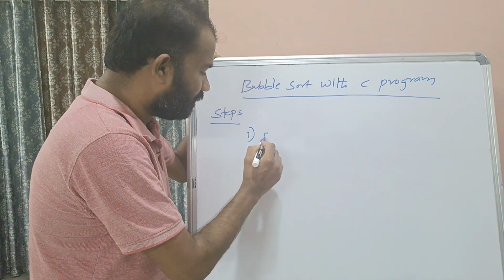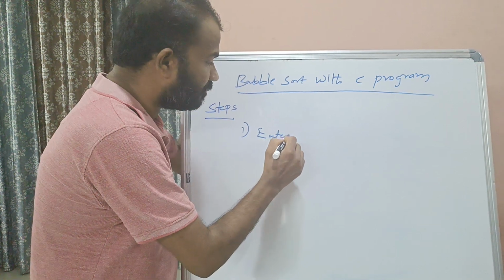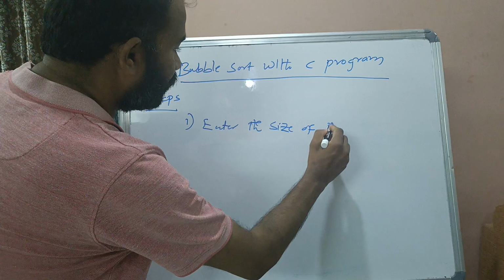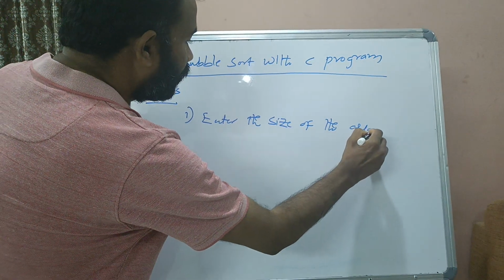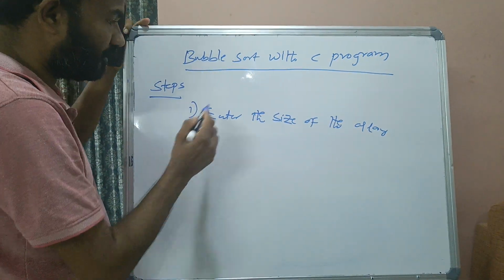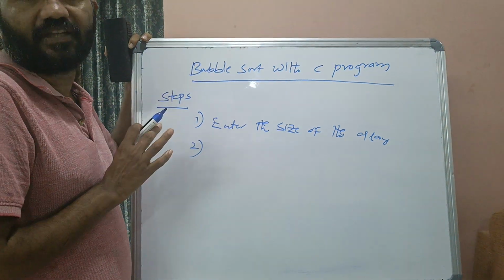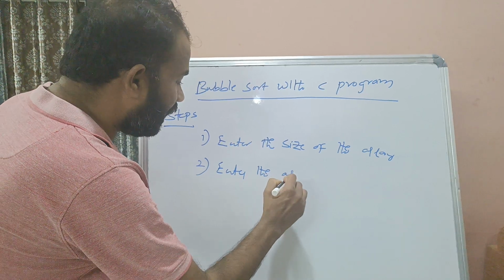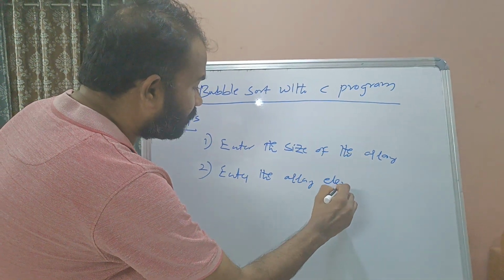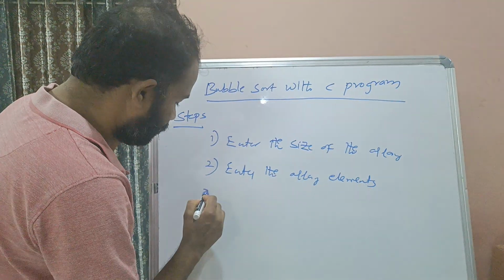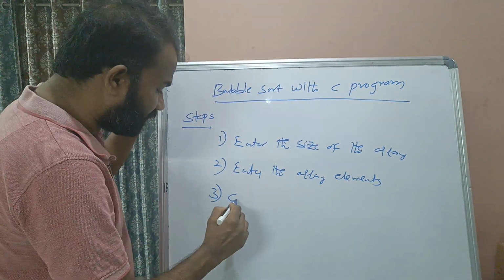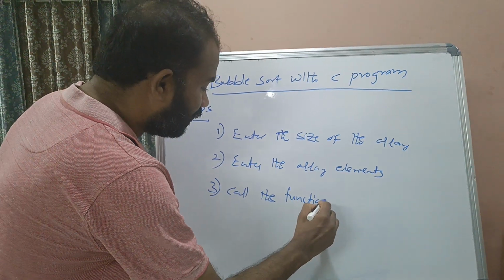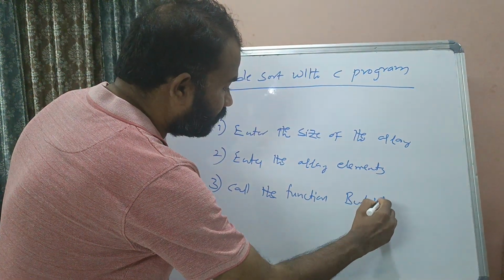First, enter the size of the array. Next, after entering the size of the array, enter the array elements. Next, call the function bubble sort.